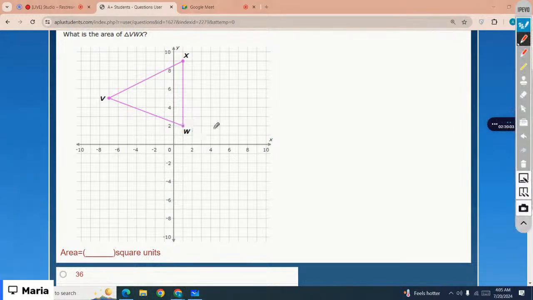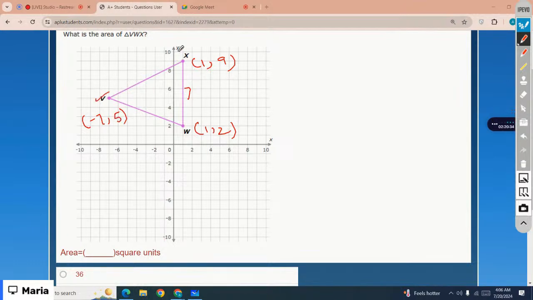The coordinates of W are x is 1, y is 2. That is x is 1, y is 9. So the side length of this one is 7, right? 9 minus 2 is 7. The other coordinates are x is negative 7 and y is 5. So the length, right?